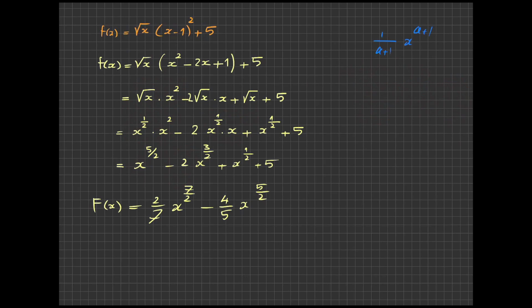And the next one, add 1 to it in your head. It becomes 3/2, but you have to write the reciprocal. So it is 2/3, but x to the power of 3/2. But what about 5? 5x, yes. And then a constant at the end. So that is the answer.